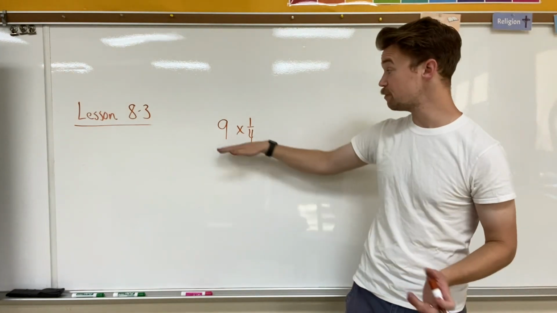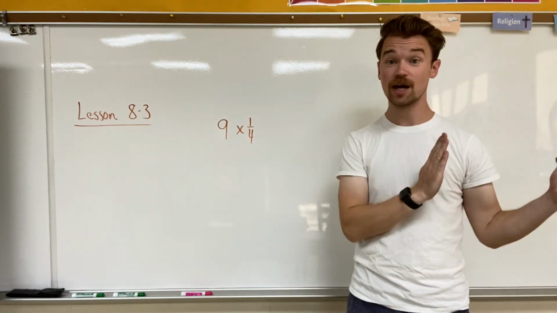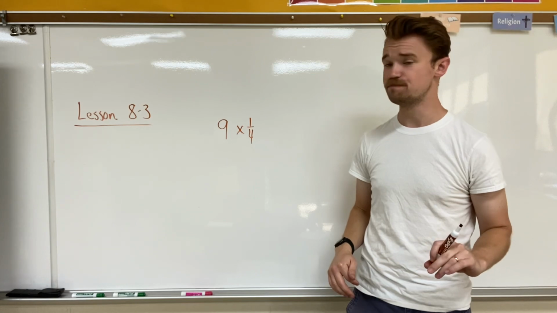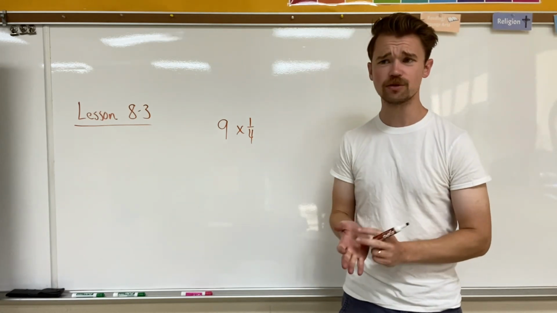Today we're going to be talking about multiplying fractions and whole numbers. So as you can see behind me on the board, I have 9 times 1/4. I have a whole number times a fraction. Well, we can't multiply fractions unless both of the numbers are fractions. So I have to change that whole number to a fraction.